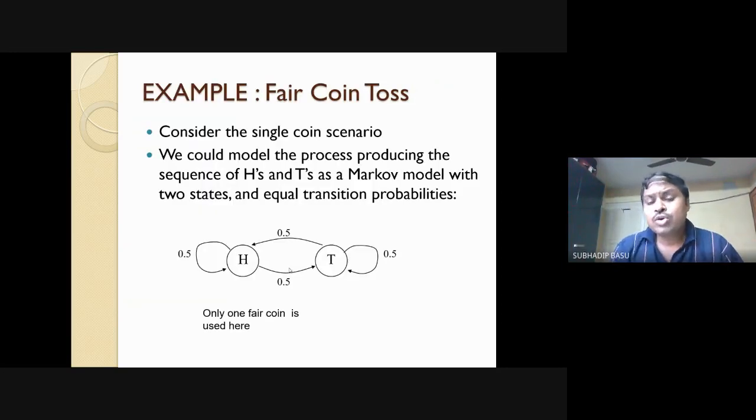So what is the situation in a fair coin toss? You can have it everywhere as 0.5. So you can design a simple Markov model.